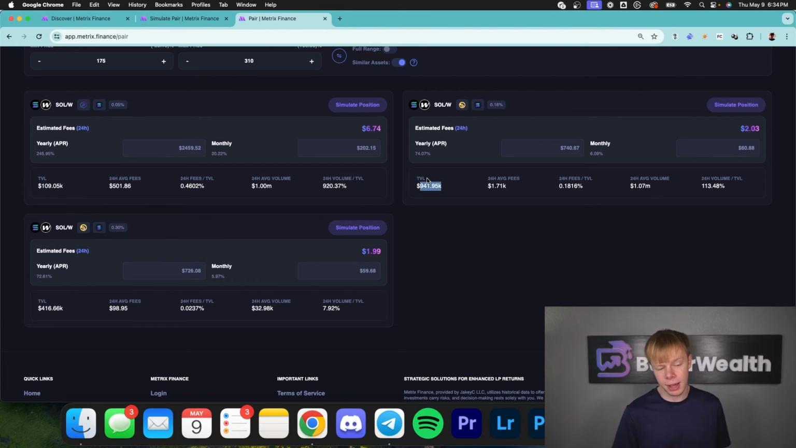So if I'm deploying a couple $1,000, even $5, $10, $20,000, I probably want to be over on Raydium. If I'm deploying past that, then I definitely want to be over on Orca. That's simply because it has higher liquidity and I'm not going to cause as much dilution in the overall pool.